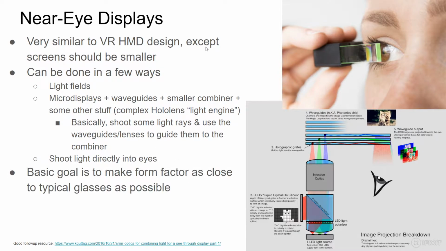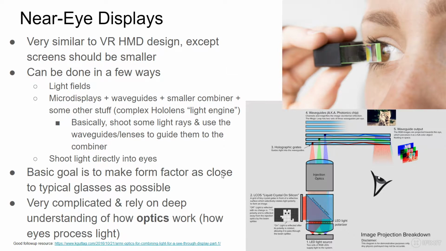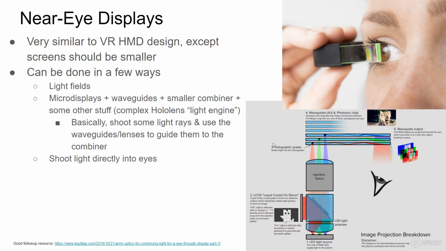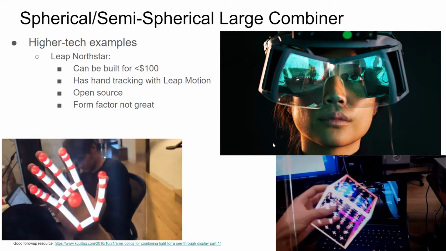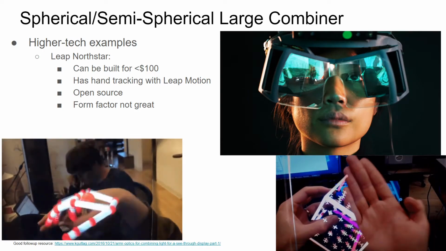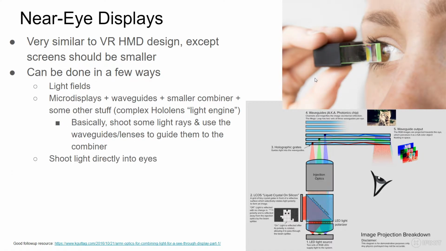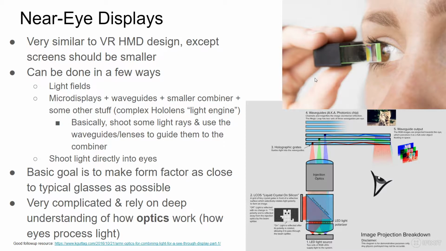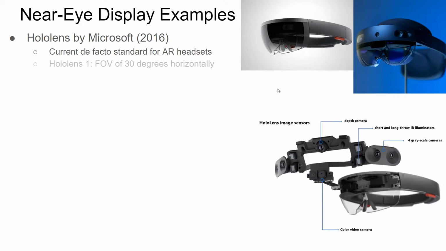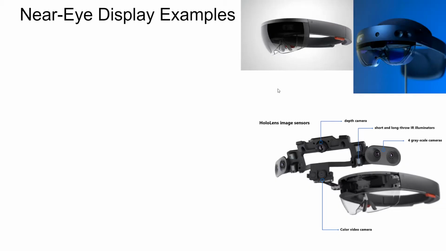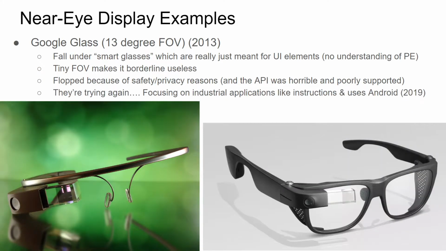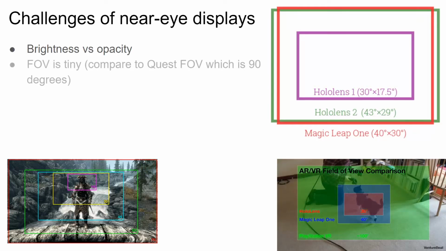And yeah, I already talked about this. These are harder to make, obviously, because we can't just shoot out the image onto a piece of glass and figure out the distortion. We need to design these headsets such that the light actually gets to the combiner correctly. We saw examples of these headsets which shoot the light directly into your eyes. We saw the HoloLens, we saw the Magic Leap, and Google Glass and Apple Glass.